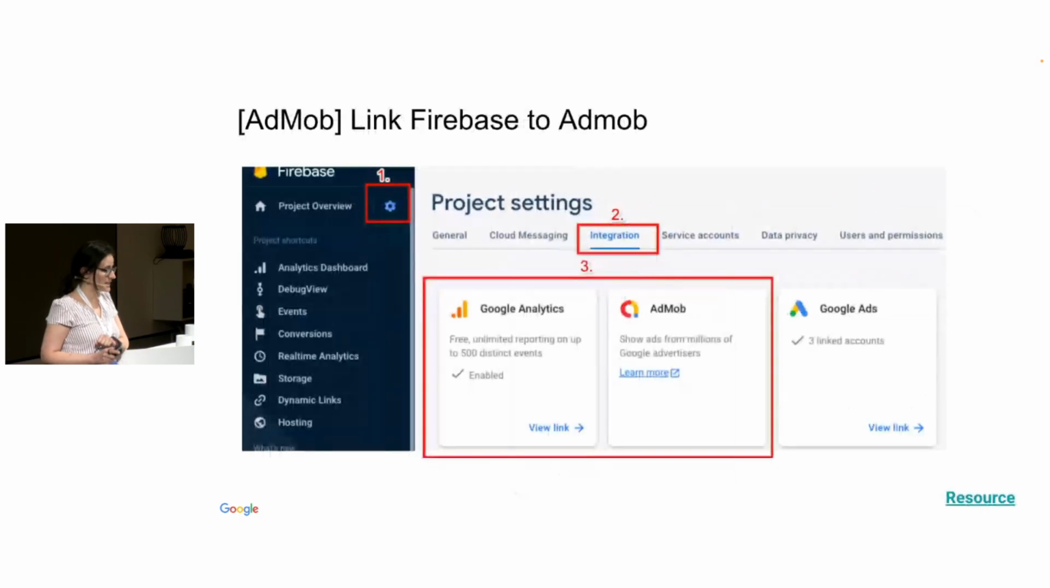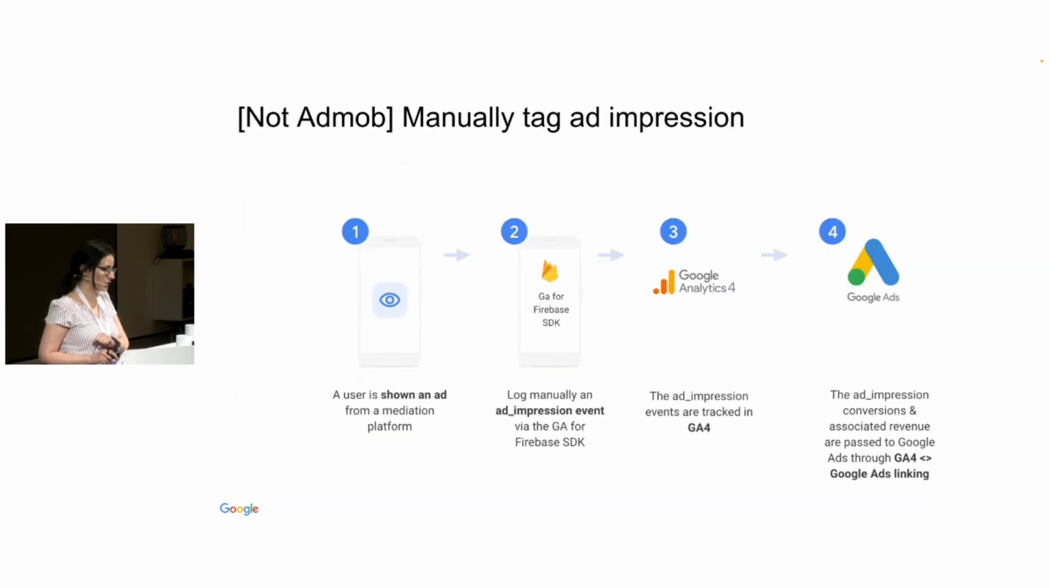All right, so this is the linking of Firebase to AdMob, again, also in the resource. And if you're not using AdMob, I think this is pretty clear. User is shown an ad. You need to ensure that where you're showing the ad, there is the tag, there is the code of the Google Analytics for Firebase SDK. And if it's correctly implemented, then you would see ad impression in your GA4 account. And if you have GA4 linked with Google Ads and the event is imported in Google Ads, ad impression should flow correctly there.